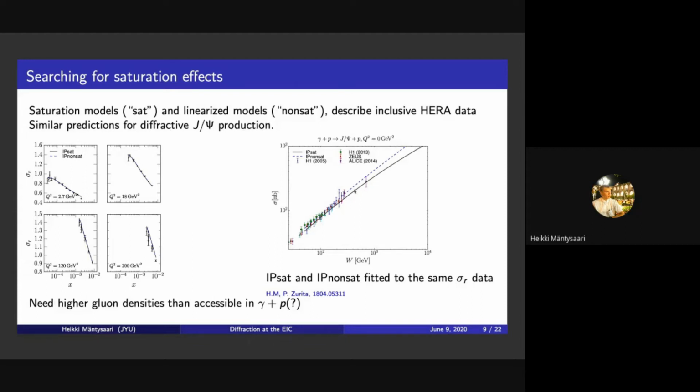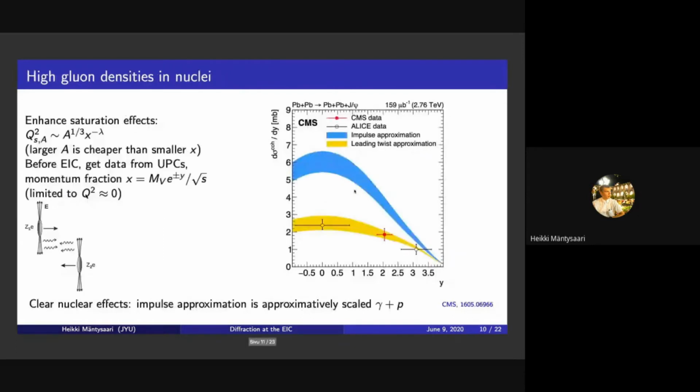So the message we got is that you basically need to look for higher gluon densities than what you can see in photon-proton. So you need to go to nuclei.